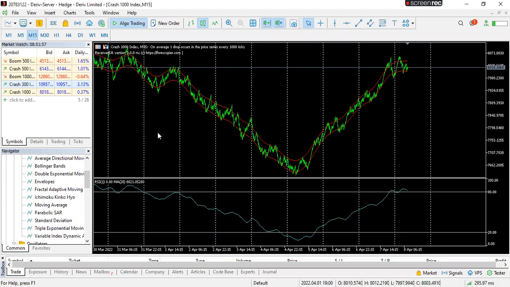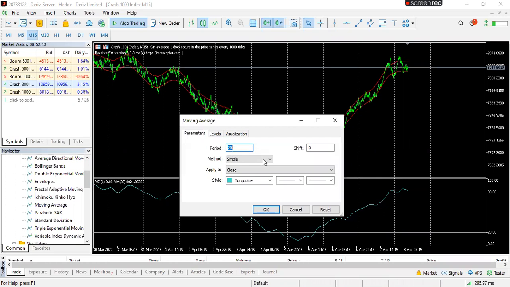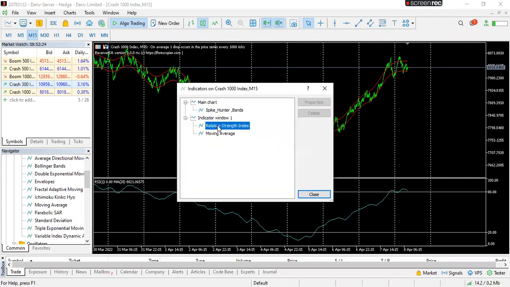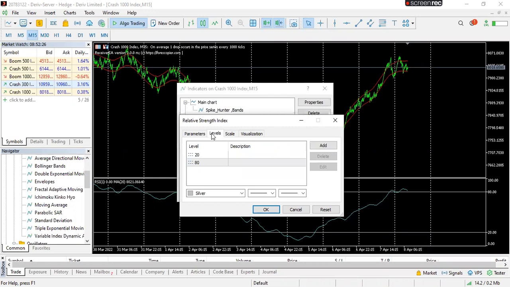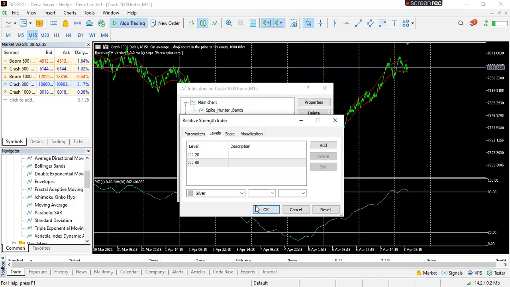All right, so what we are doing here is just following the RSI movement. Let me quickly show you the properties of this. So this moving average is moving average with period 20. The method is simple and then you apply to close, all right? And then the RSI is with period 1. RSI with period 1 apply to close and levels 20 and level 80.